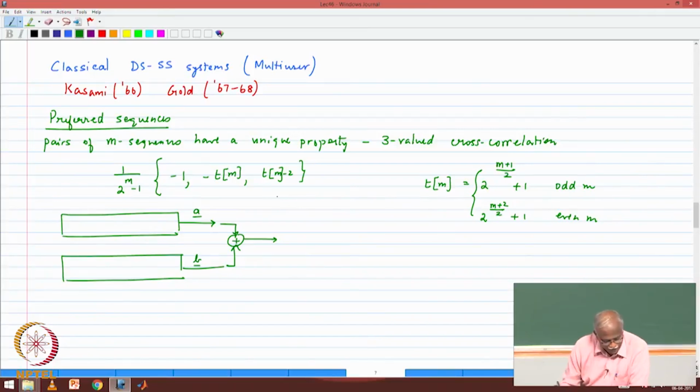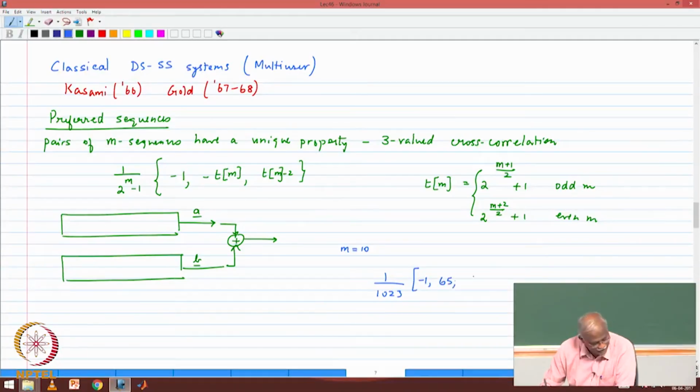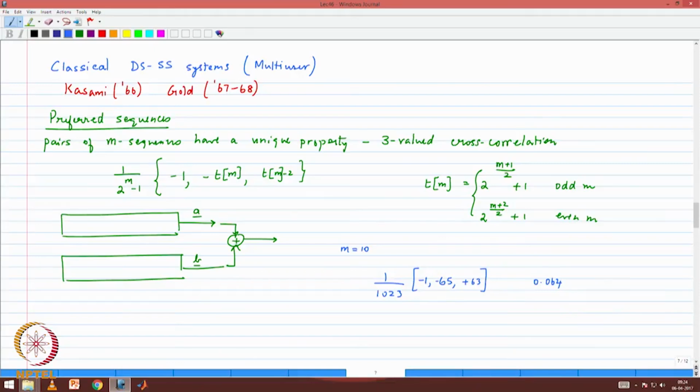Basically, just so that you get a feel for the numbers, if you take m equal to 10, so it will be 1 by 1023. What are these correlation values? It is -1, it is minus 65 or plus 63. Okay, so 65 by 1023 is 0.064. This is a reasonably low cross correlation. So what we are saying is that Kasami and Gold came up with a set of sequences which guaranteed you that the cross correlation is going to be good.